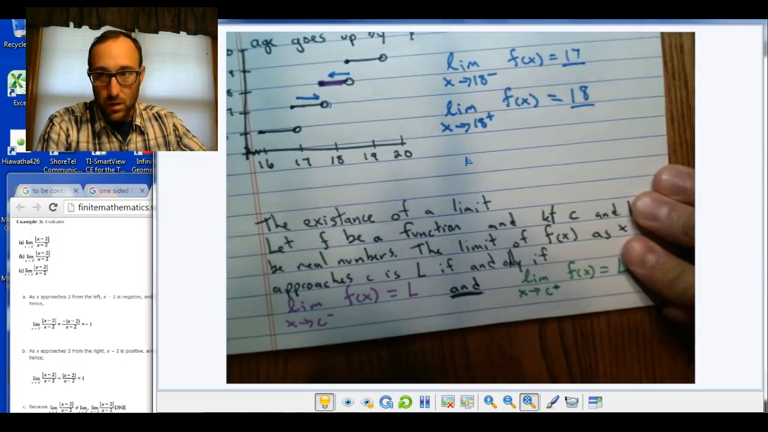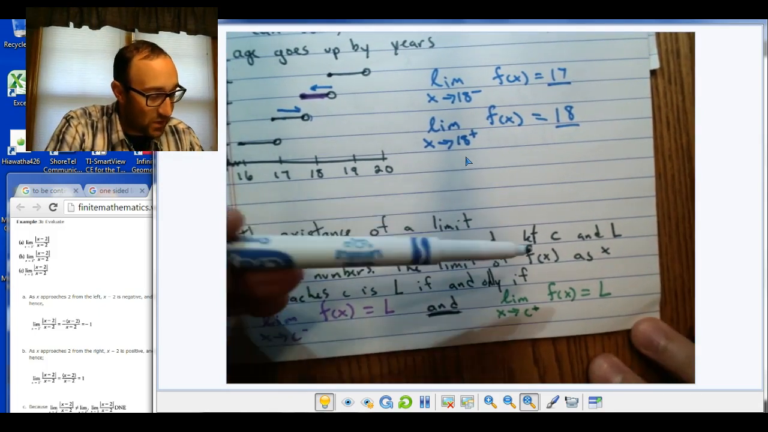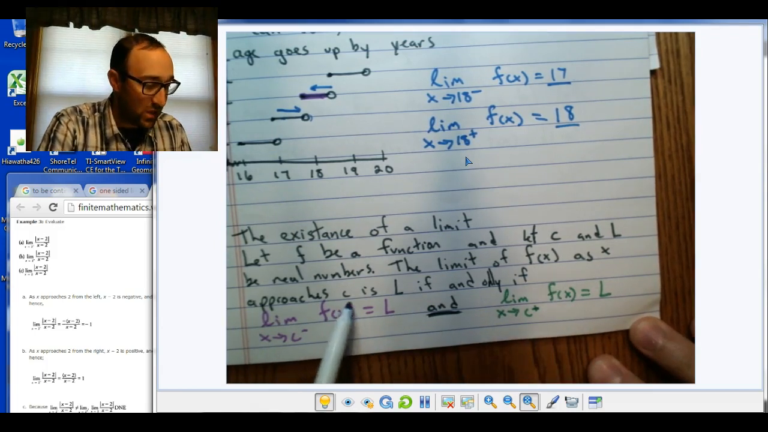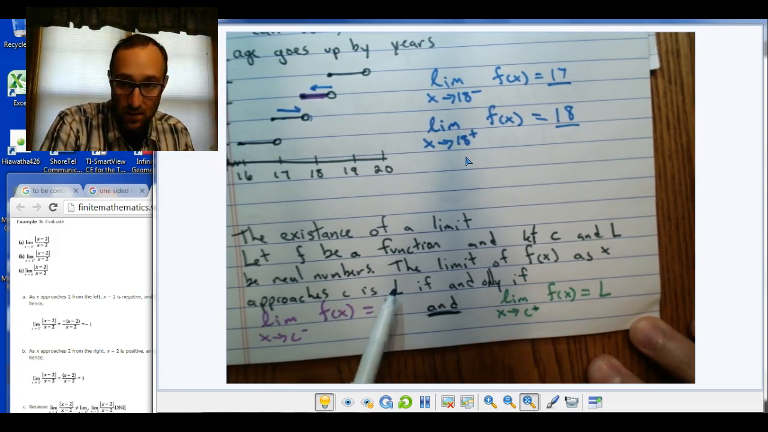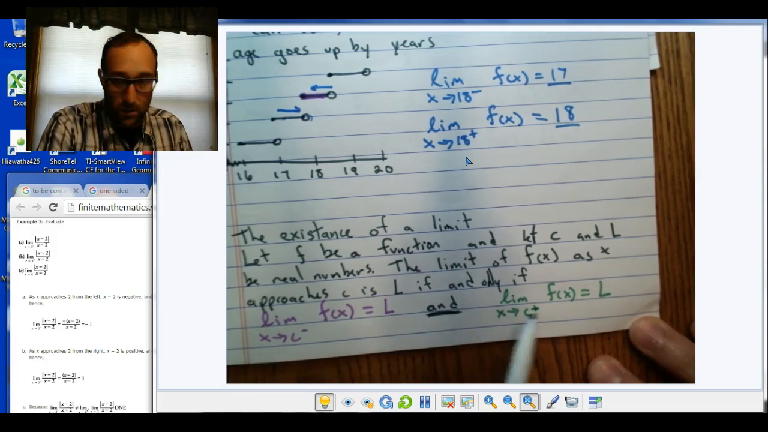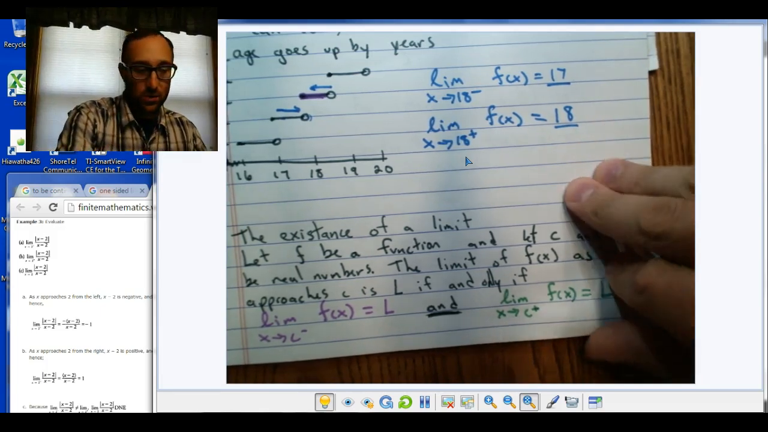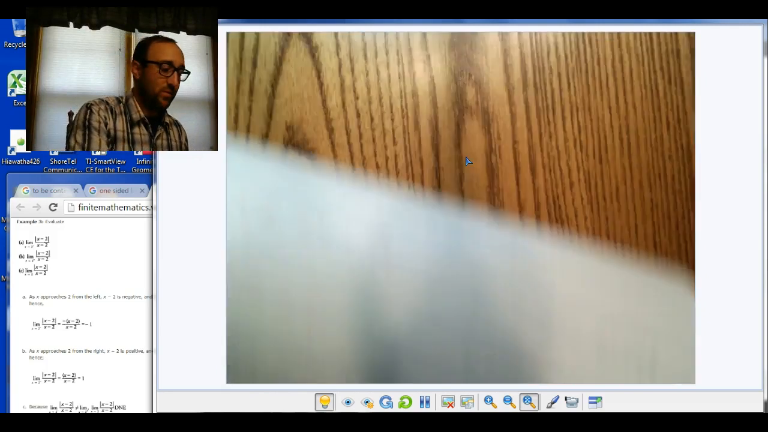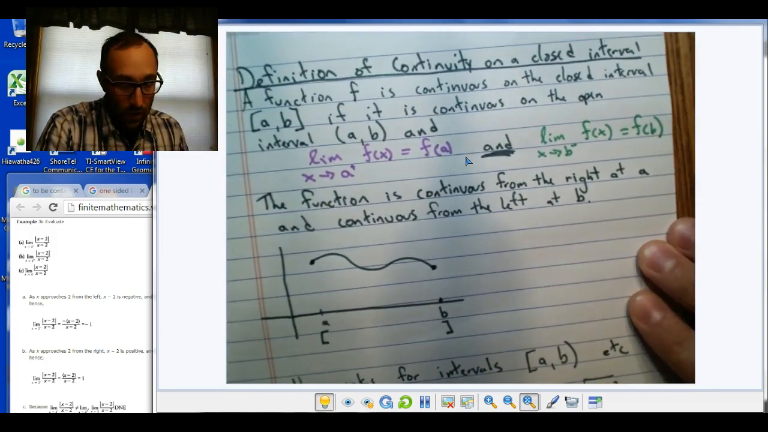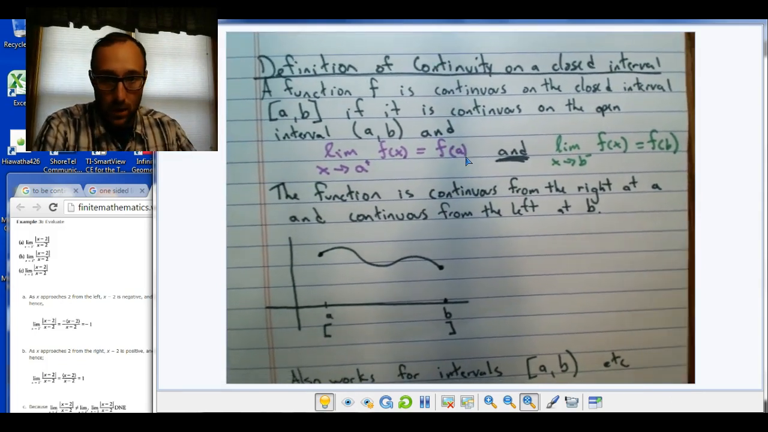All right, so speaking of that, the existence of a limit: let f be a function and let c and L be real numbers. The limit of f of x as x approaches c is L, meaning it has a limit, if and only if the limit from the left side equals L and the limit from the right side equals L. They have to equal the same thing. So our age function, not going to be a limit, even though we got limits from the left side and the right side.